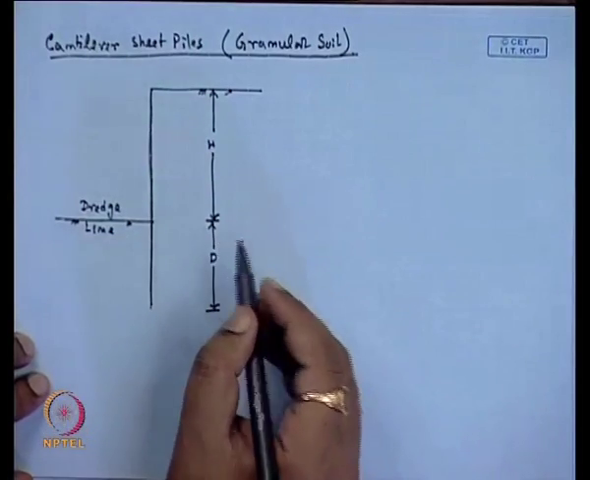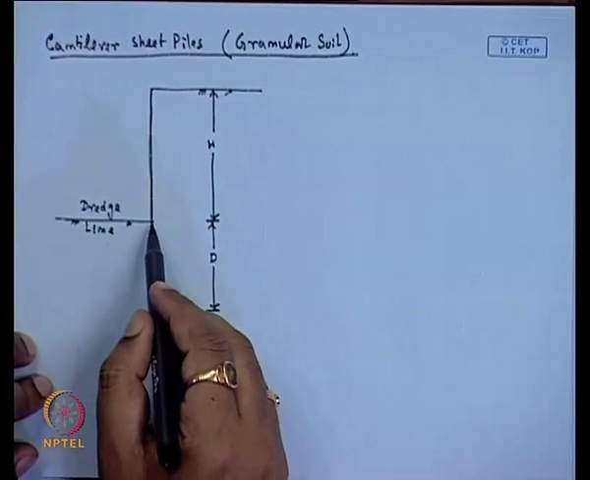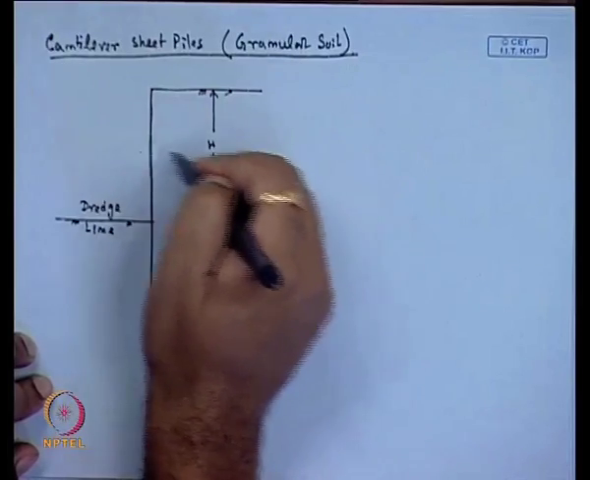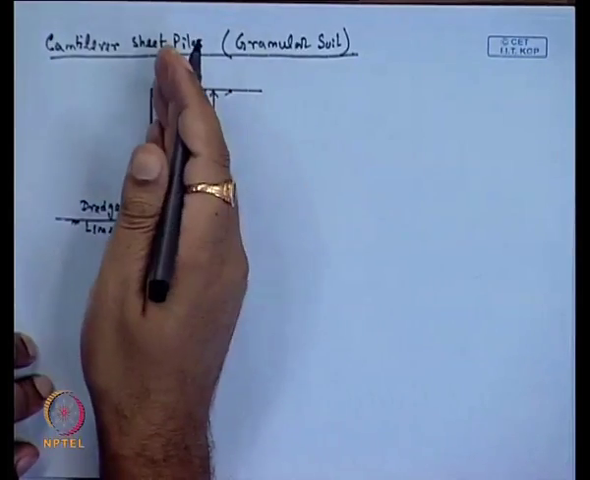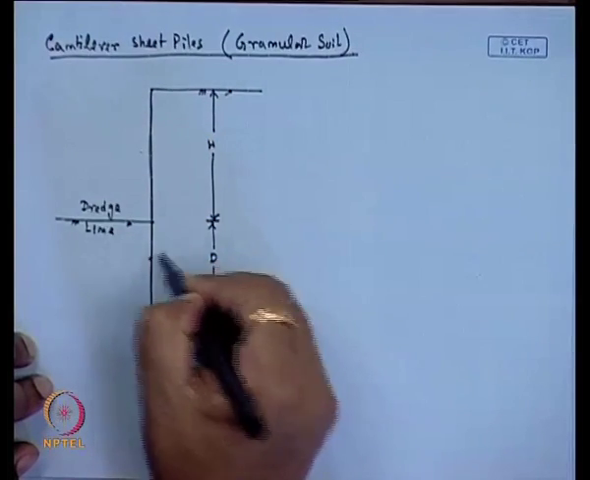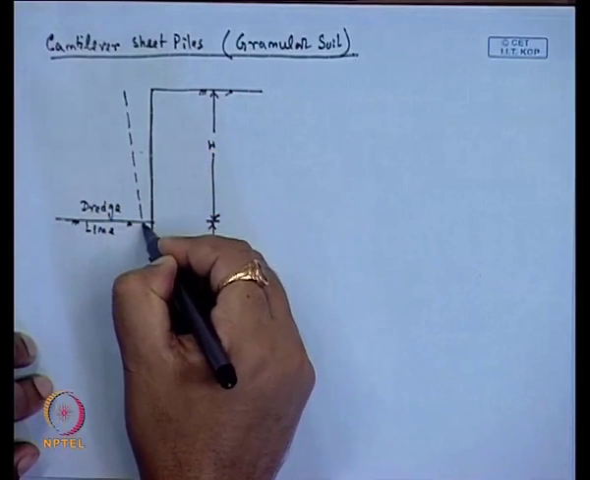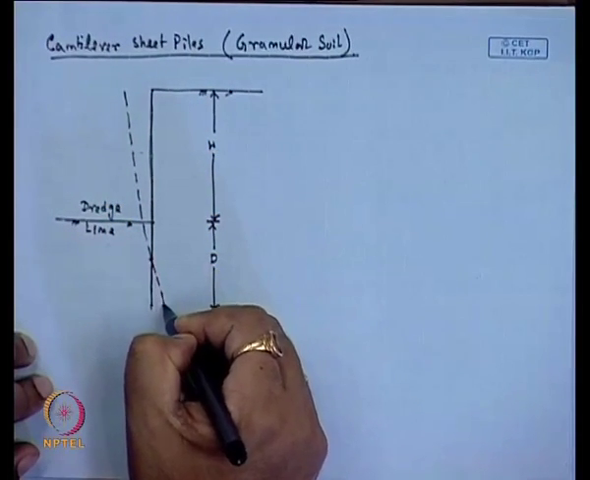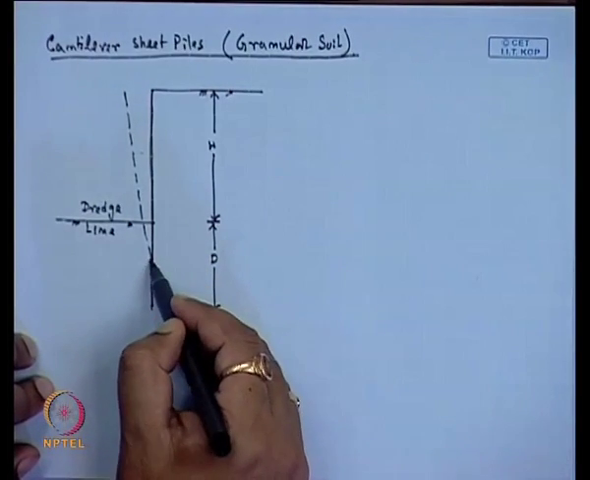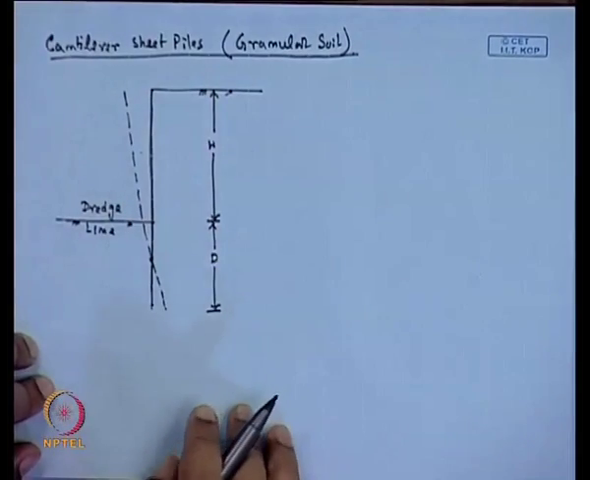Now, as I have mentioned, this depth of the sheet pile is not negligible. So, due to the application of this lateral force, it will deflect. That means the deflection pattern of this sheet pile will be something like that. It rotates about a point below the ground level. So, this is the deflection pattern of the sheet pile.